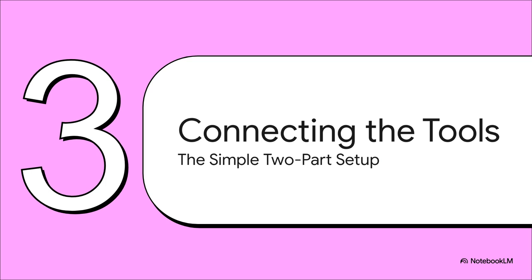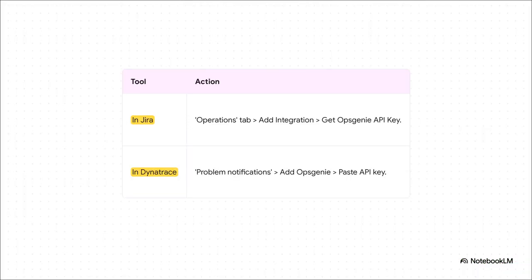Okay, so you're probably thinking, this sounds great, but it's got to be complicated to set up. Well, you might be surprised. It's actually incredibly straightforward. It really just boils down to a simple two-part handshake between the two platforms. The entire process really comes down to just two steps. First, inside your Jira project, you generate an API key. Second, you just hop over to Dynatrace and you paste that key into your notification settings. That's it. That's the entire handshake that connects these two powerful tools.